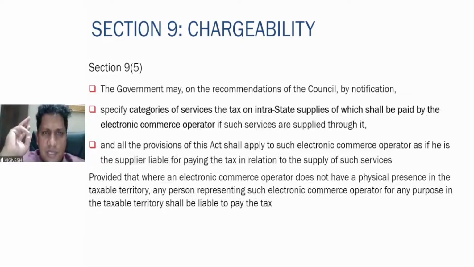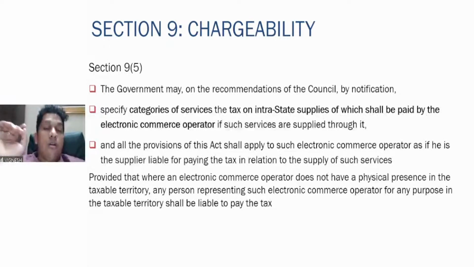Now we come to 9 subsection 5. 9 subsection 5, what does it say? It says that the government may, on recommendations of the council by notification, specify category of services. The tax on intrastate supplies shall be paid by the e-commerce operator if such services are supplied through it. Okay. So what does 9 subsection 5 say? First thing, it refers only to services. That you have to understand. It does not refer to goods.